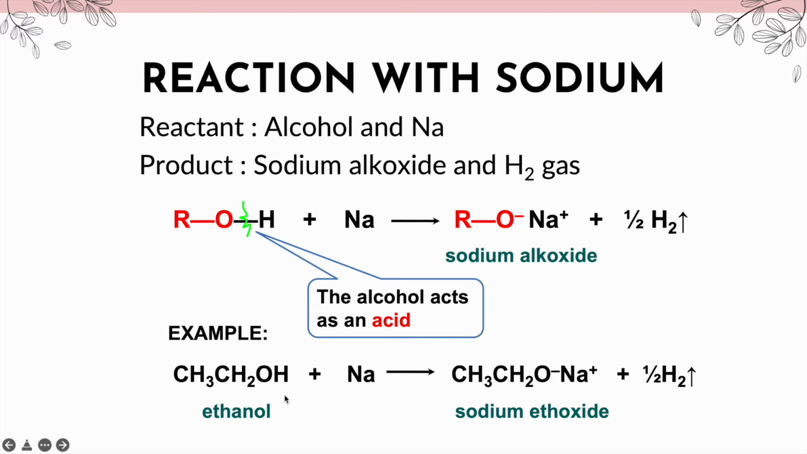So here, for example ethanol, just remove one hydrogen from the OH group, replace it with Na, so it will become O- and Na+. Make sure you write down O- and Na+, because this is not a covalent bond, it is an ionic bond, so O- and Na+.